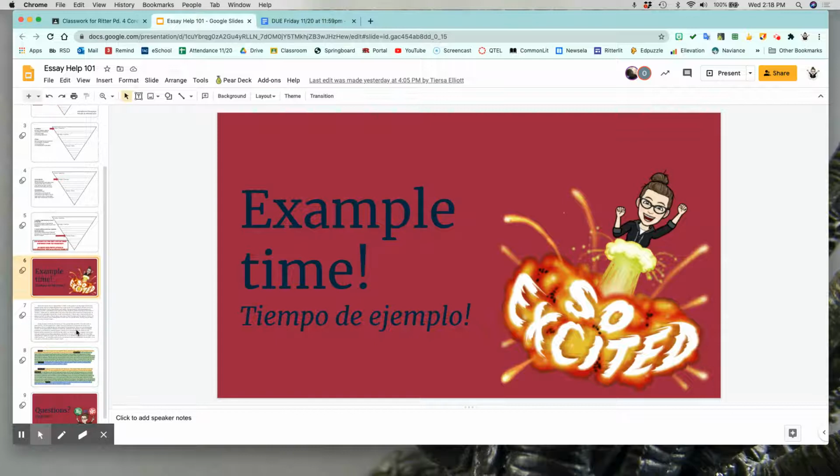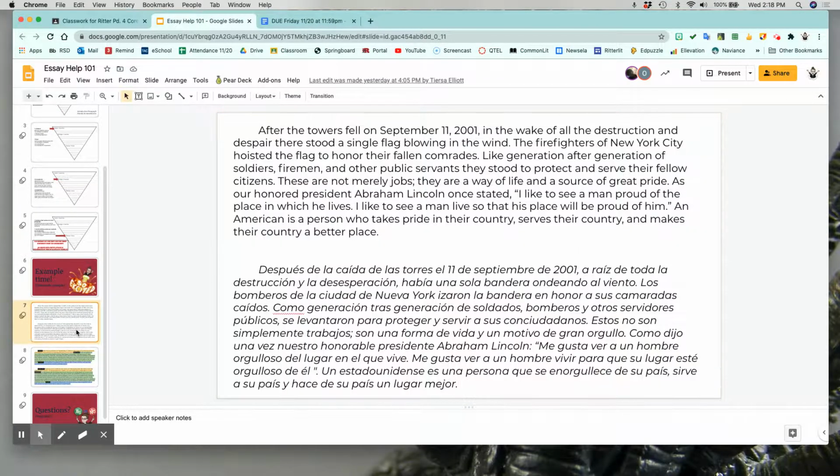Okay, so I took an example from Springboard and added some things to it to make it fit our thesis statement frame. So I'm going to read it and then talk about where the hook, the bridge, and the thesis are in this paragraph.